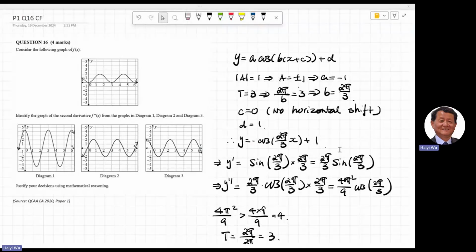Welcome back. Today we're going to solve question 16 of paper 1 QCAA External Assessment 2020.